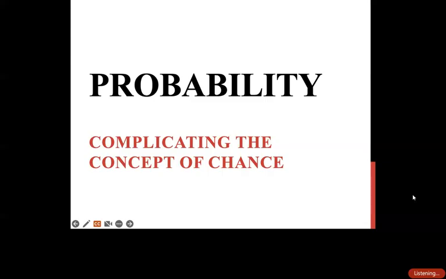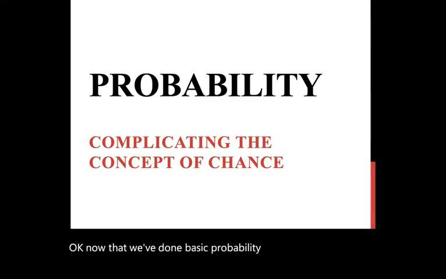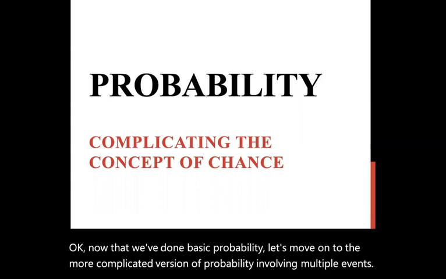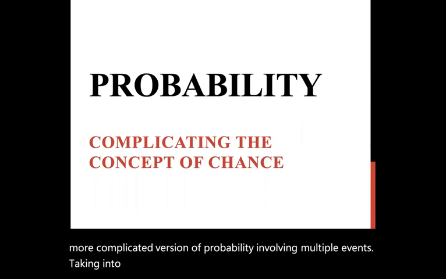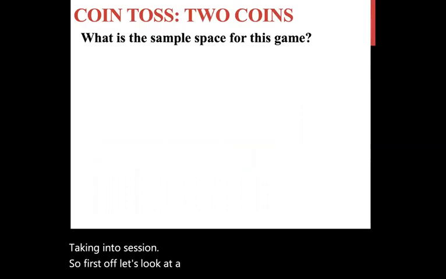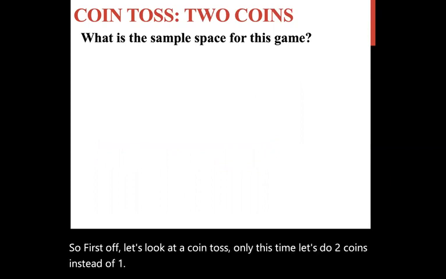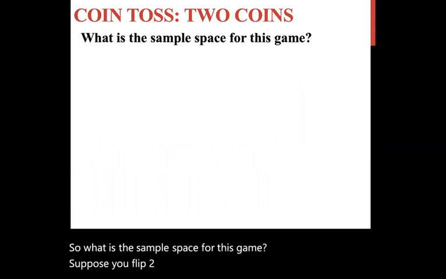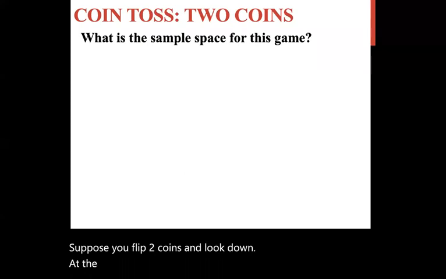Okay, now that we've done basic probability, let's move on to the more complicated version of probability involving multiple events taken in succession. So first off, let's look at a coin toss, only this time let's do 2 coins instead of 1. So what is the sample space for this game? Suppose you flip 2 coins and look down at the 2 coins. What are the possible things you might see?